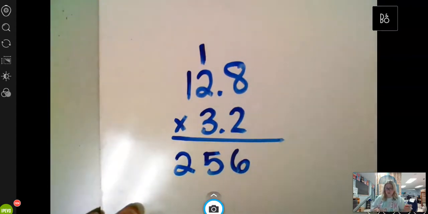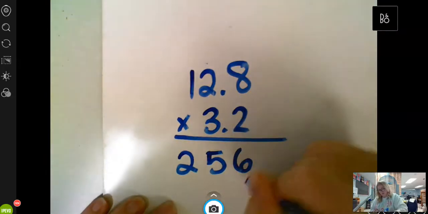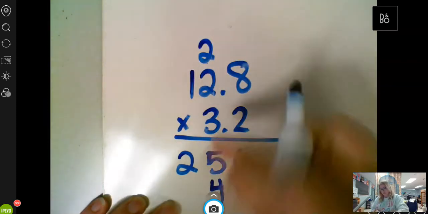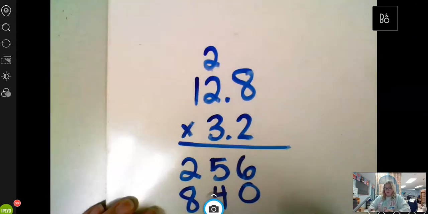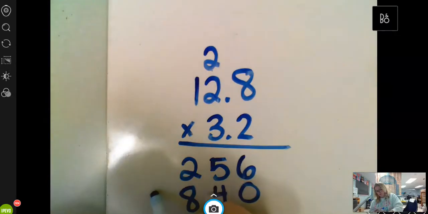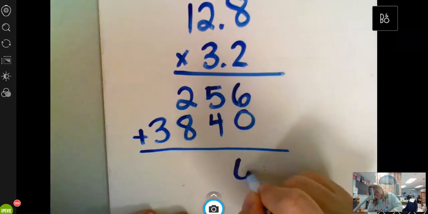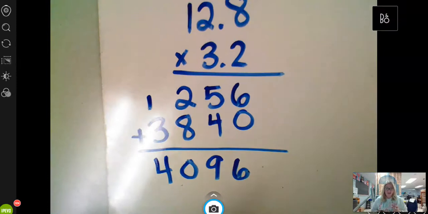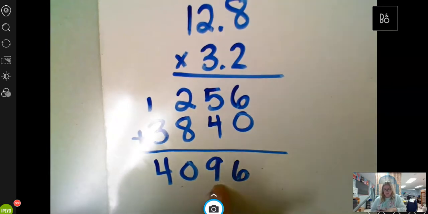But I'm only halfway finished. Now I have to do 3. 3 times 8 is 24. 3 times 2 is 6, plus 2 more is 8. 3 times 1 is 3. This one's different because now I have two partial products I have to add up. So the digits I got in my product are 4, 0, 9, 6.